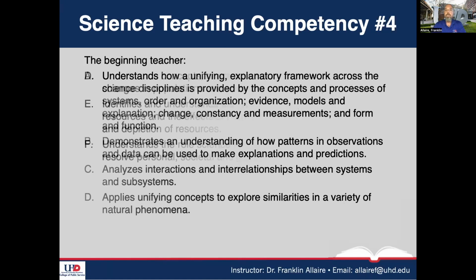The sub-competencies for Science Teaching Competency number 4 are: the beginning teacher understands how a unifying explanatory framework across science disciplines is provided by the concepts and processes of systems, order and organization, evidence, models and explanation, change, constancy and measurements, and form and function. Demonstrates an understanding of how patterns and observations and data can be used to make explanations and predictions. Analyzes interactions and interrelationships between systems and subsystems, applies unifying concepts to explore similarities in a variety of natural phenomena.